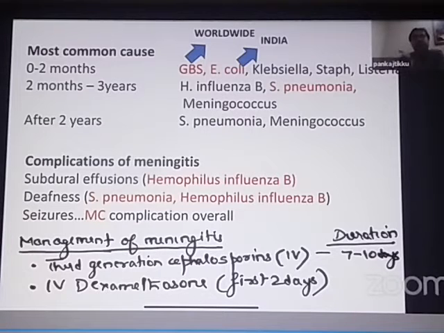When it comes to treatment of meningitis, the third generation cephalosporins are normally given, such as cefotaxime or ceftriaxone. The total duration of treatment is 7 to 10 days. Please write somewhere, whenever there is a gram-negative meningitis, for example, a meningitis caused by E. coli or Klebsiella, then a 10 days treatment is not enough. In those cases, a 3 weeks treatment, 21 days of treatment, is given.